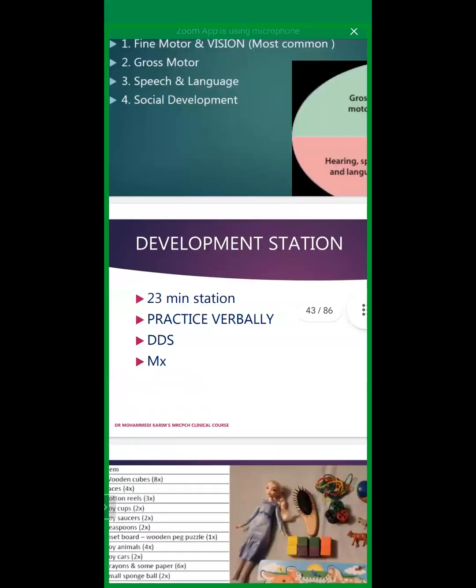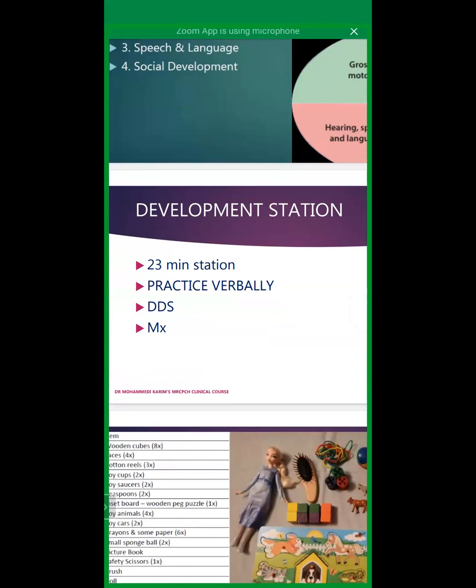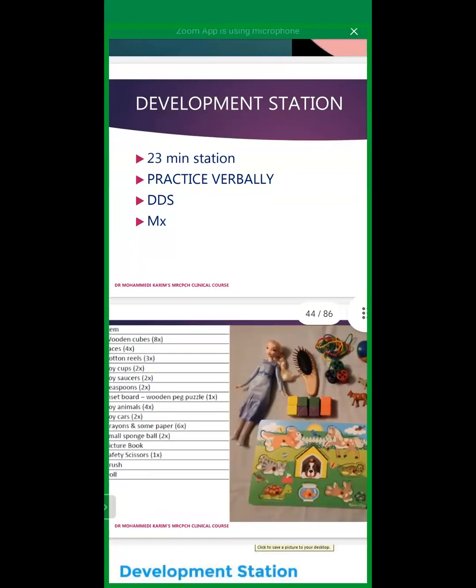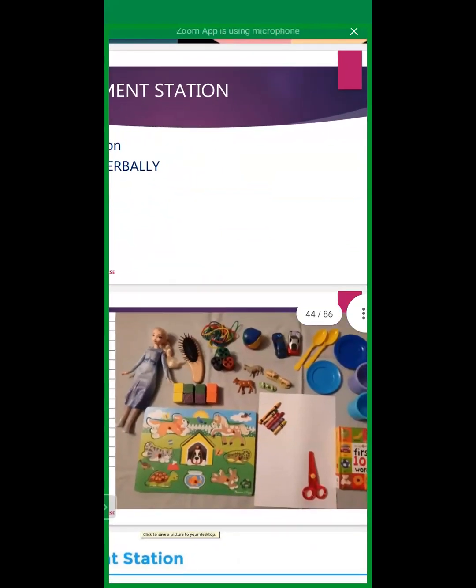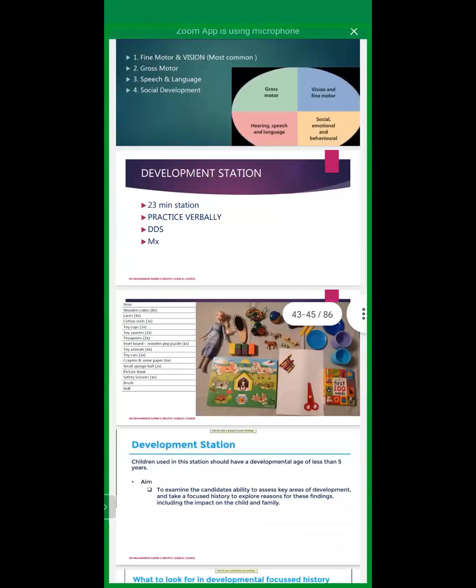So currently it's 22 minutes. They've decreased the history time to 9 minutes, your presentation to 1 minute, and you have 9 minutes for the assessment, and then 3 minutes of discussion with the examiner. So a total of 22 minutes. You have toys in the exam. It won't be this picture. So forget this picture. But yes, you will see a toy like this.